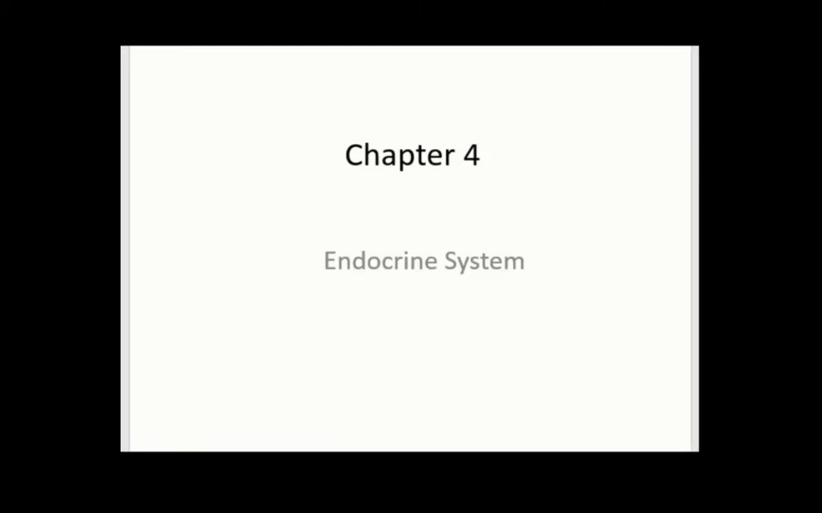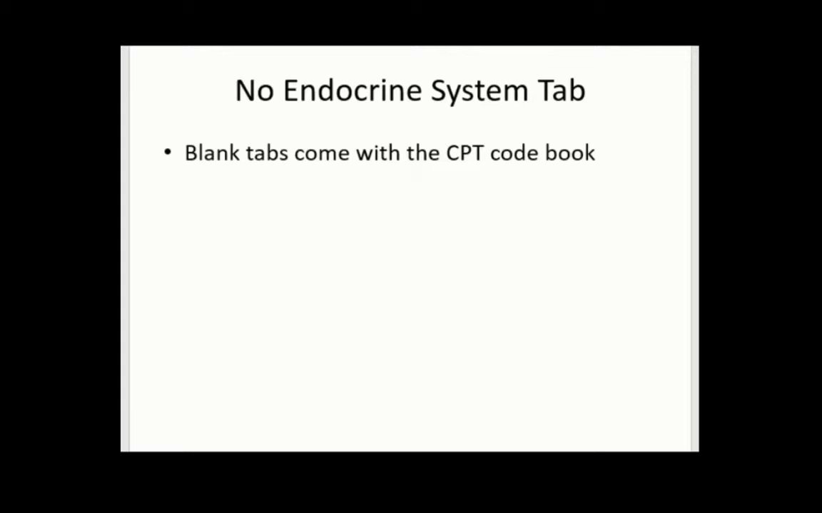Today we're going to talk about Chapter 4, the endocrine system. This is a very small chapter and so therefore a very short lecture. You probably noticed when you were putting in your tabs in your new CPT code book that there were no tabs for the endocrine system. And all I can figure is because it is very small.